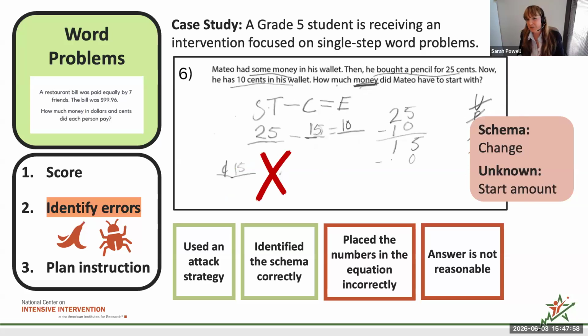And then we'll see a very similar pattern here with item number 6. I'm not going to spend too much time on this one. But the student starts with some money, then they bought a pencil, and now they have 10 cents left. And so this situation actually maps on pretty directly to the other 2 items that the student answered incorrectly. They did well, attack strategy and schema, great. The numbers in the equation are incorrect, and the answer is not reasonable. It doesn't make sense that I would start with 15 cents, spend 25 cents, and have 10 cents left. That would be some magical money if that actually made sense.